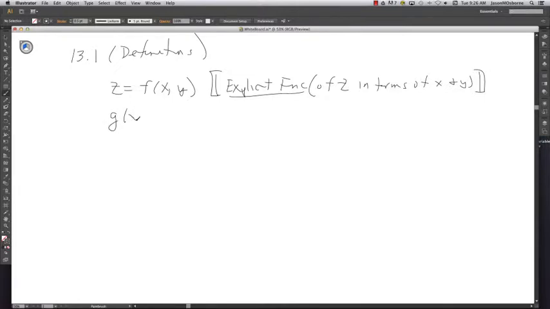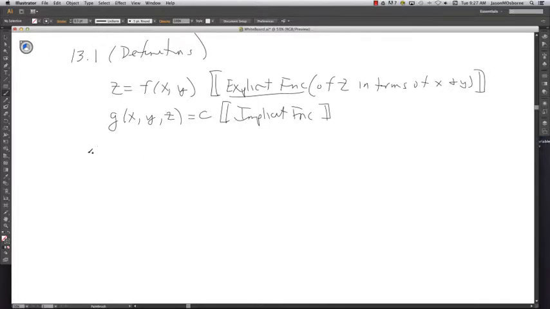When you see an expression of the form g of x, y, z equal to c, where c is some constant, this is what I call an implicit function. Implicit functions can be solved and turned into explicit functions, but when you see it in this form, that is an implicit function.